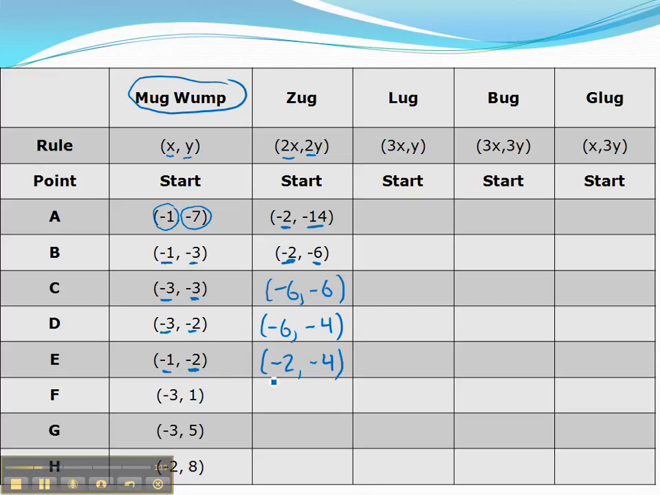I think you get the idea. Just keep applying the rule for Zugwump to all of Mugwump's coordinates to complete this second column.